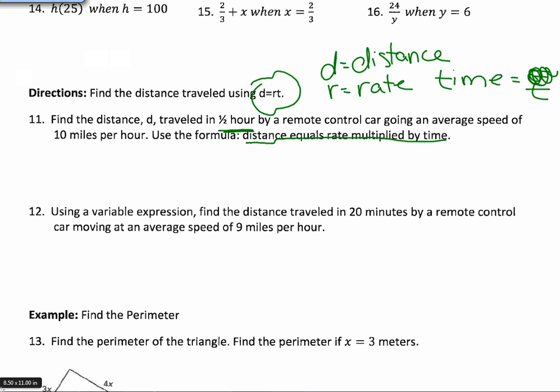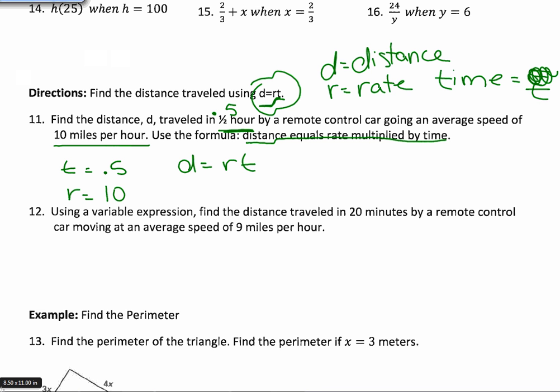And we know the rate. The rate is 10 miles an hour. So I know that time is 0.5. I know that my rate is 10 miles per hour. So then all we need to do is plug it into our equation here. Okay? So distance equals rate times time. Remember, when there's nothing in between R and T, we know that they're multiplied together.